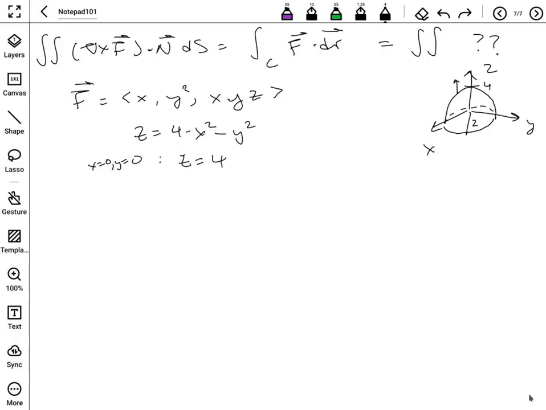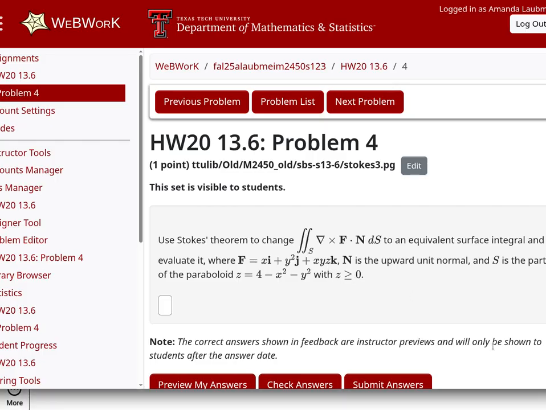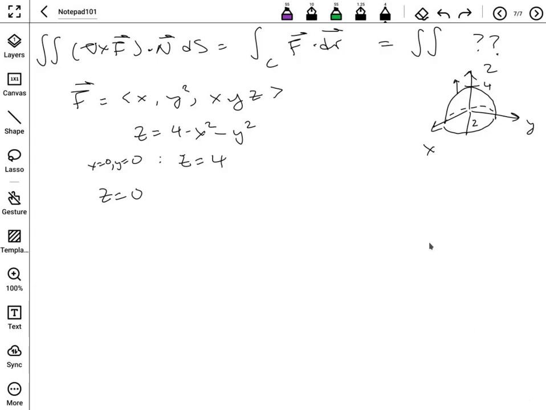And then when z equals 0, because I'm told that z greater than or equal to 0 is the only z I consider, I think about where z equals 0, that's where my surface ends. Then I get 0 equals 4 minus x squared minus y squared, or x squared plus y squared is 2 squared. That's how I knew there was this circle down here with radius 2.